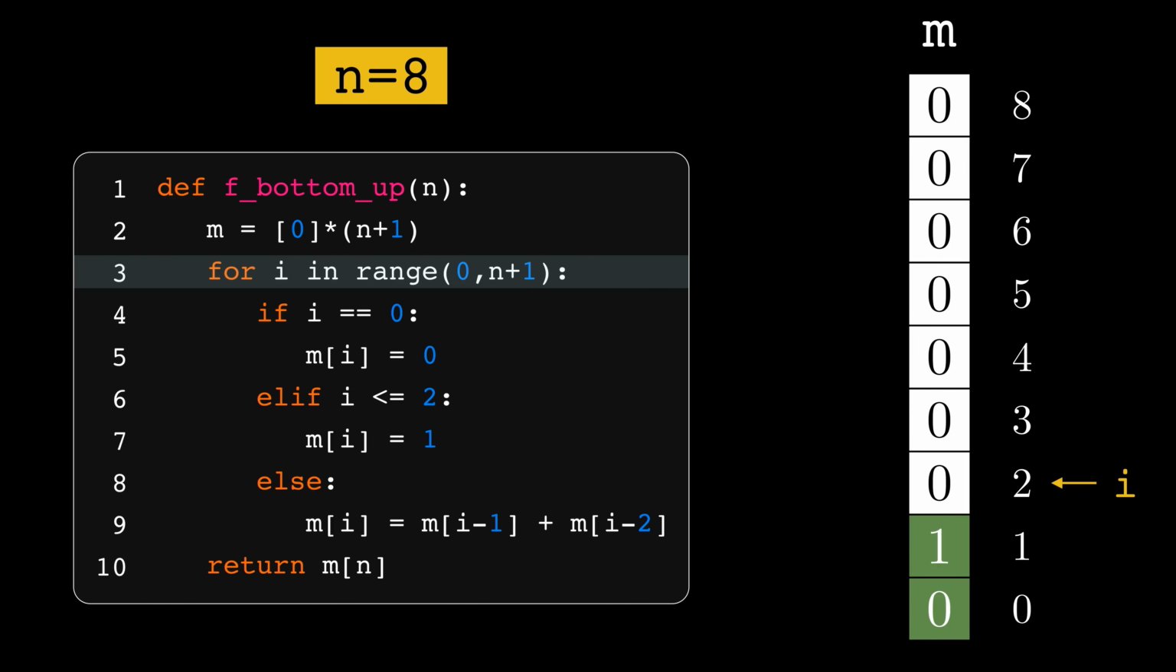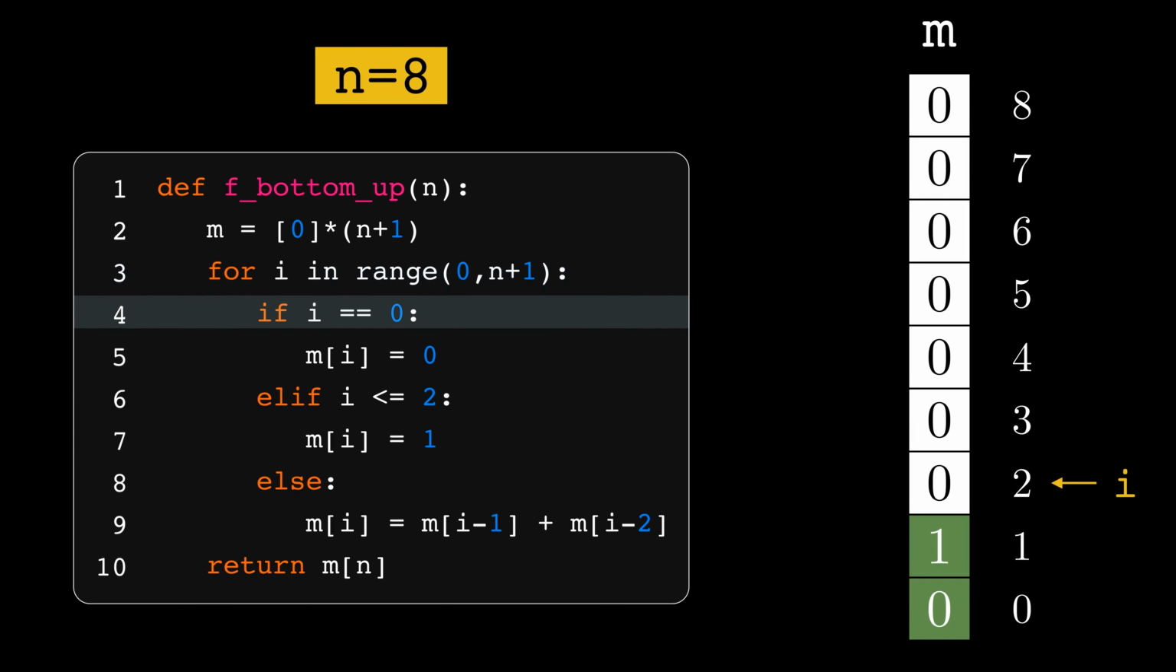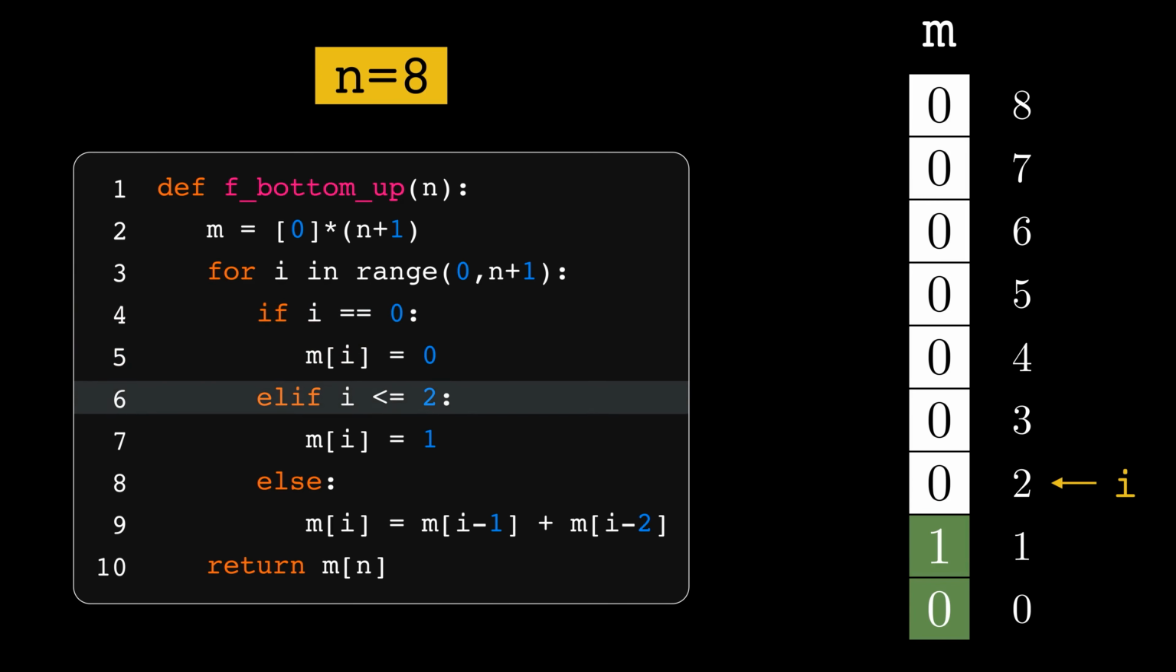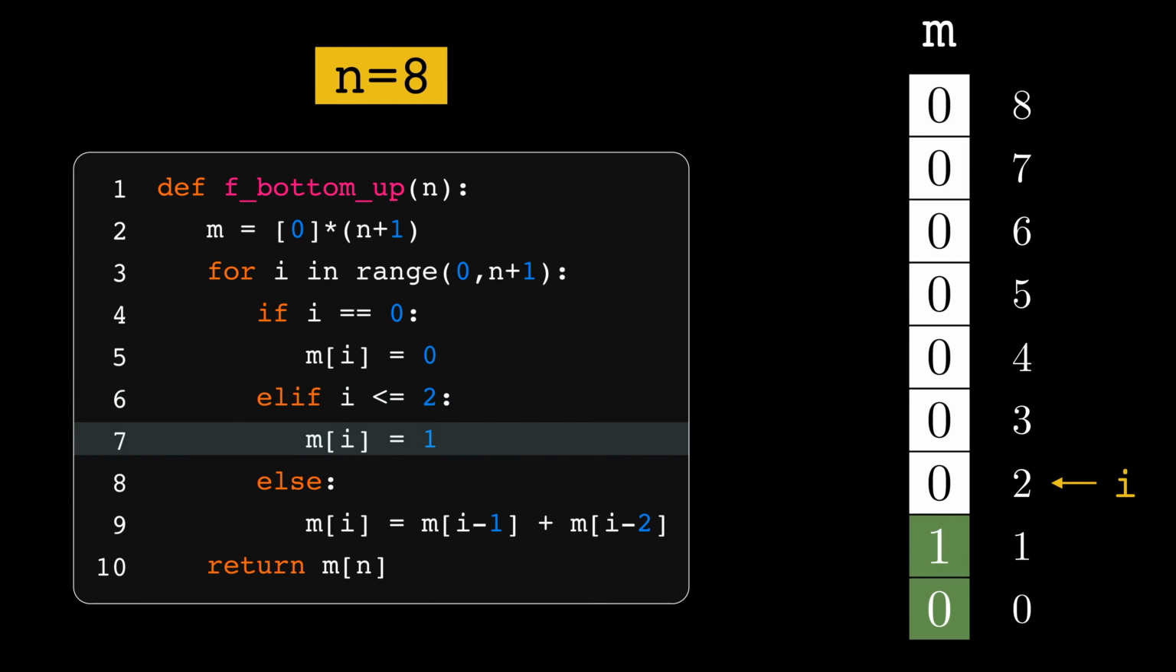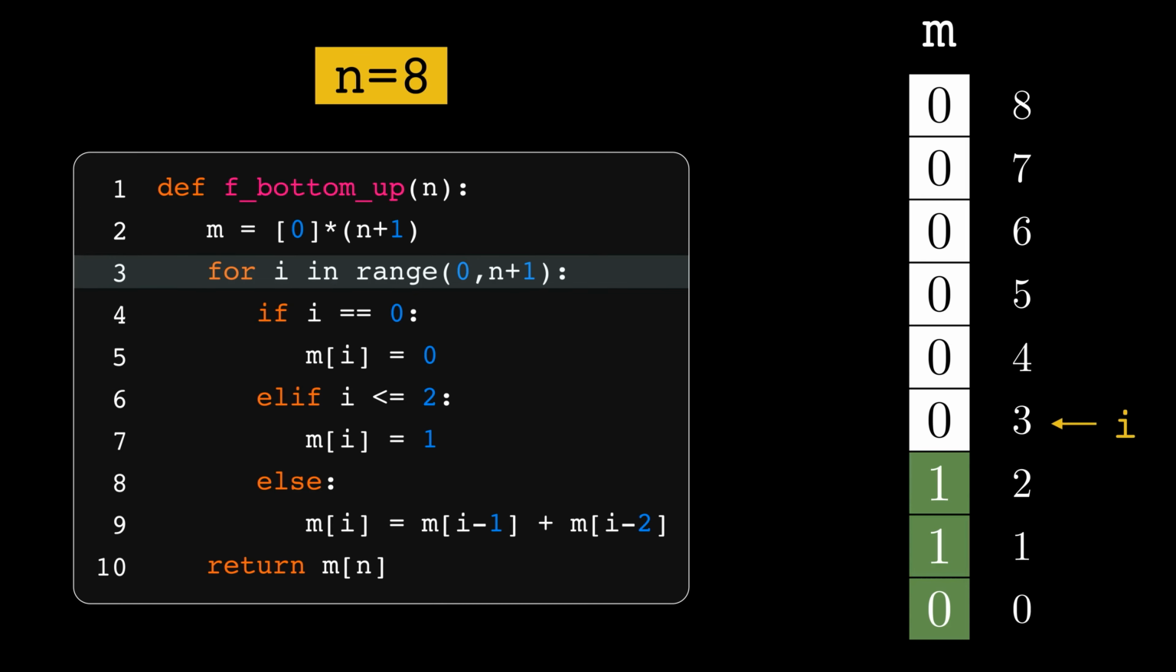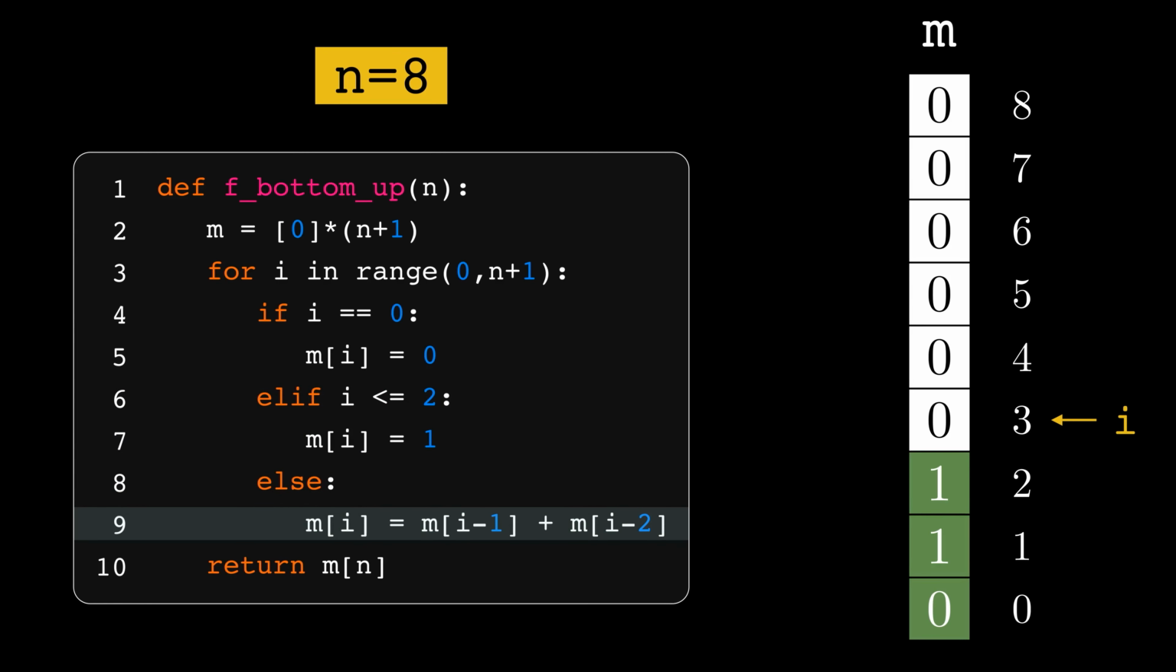We see, similar to the previous iteration, that the first if condition is not fulfilled. But the second condition is fulfilled again because i is equal to 2. From now on, we will always jump to the else case, because i will always be larger than 2. Here we add the numbers at position i-1 and i-2 together and assign the resulting value to the array at position i.